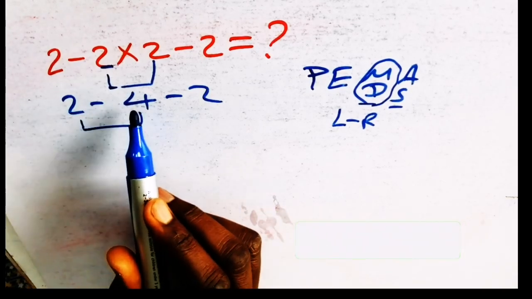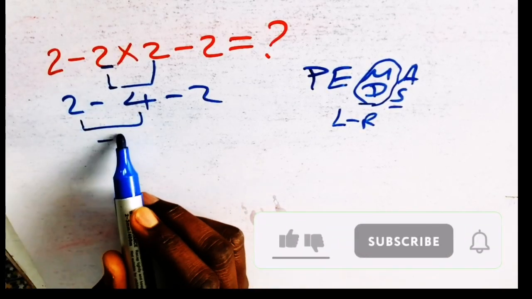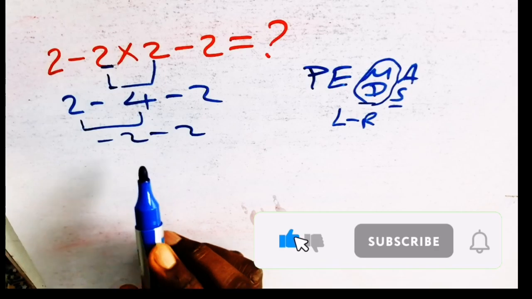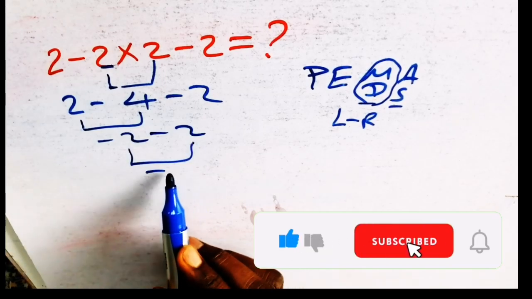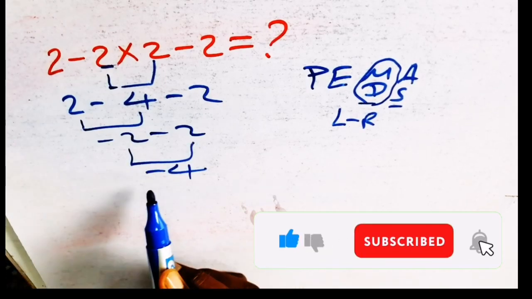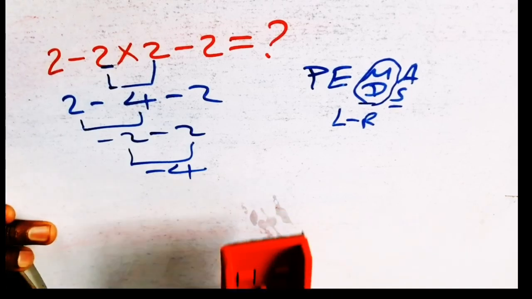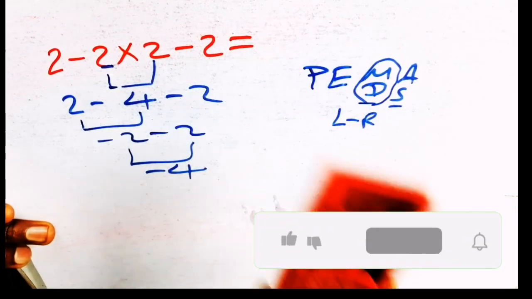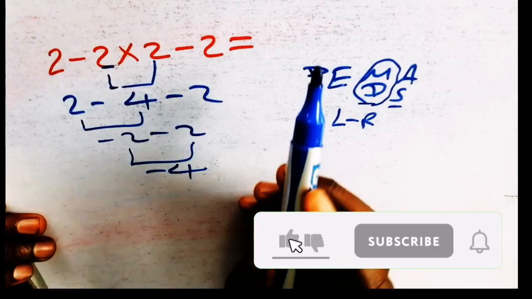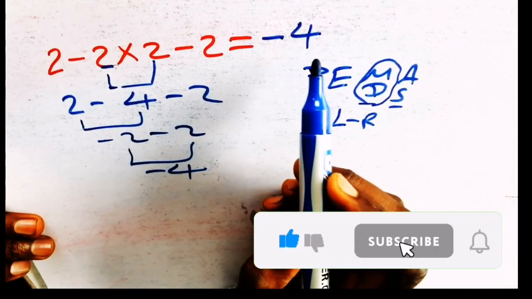Therefore 2 minus 4, which equals negative 2, then minus 2. Negative 2 minus 2, which equals negative 4. This is the correct answer of this problem. The final answer of this problem equals negative 4.